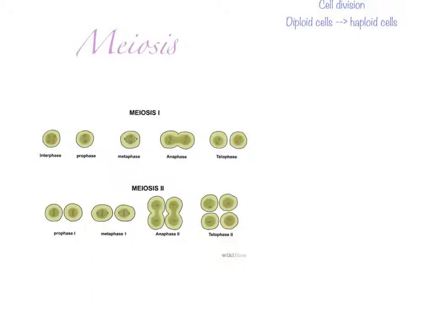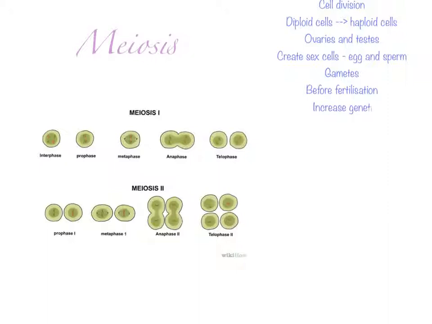It occurs in the ovaries and testes, and its job is to create sex cells, so the egg and sperm, which we also know as gametes. It happens before fertilization takes place, as obviously we need to make the sperm and the egg before they can come together. It helps to increase genetic variation through two processes known as crossing over and independent assortment, which we'll be having a look at a little bit later.